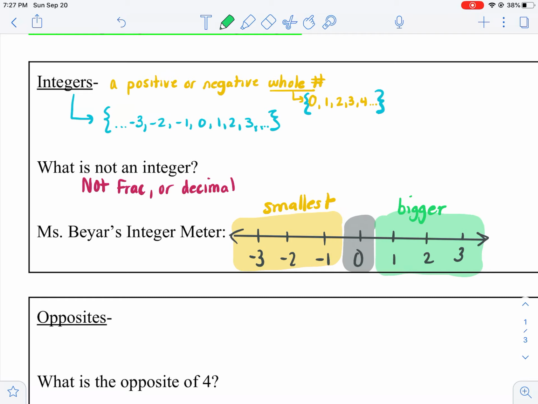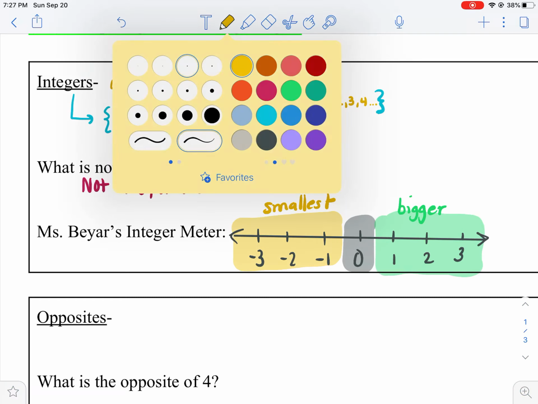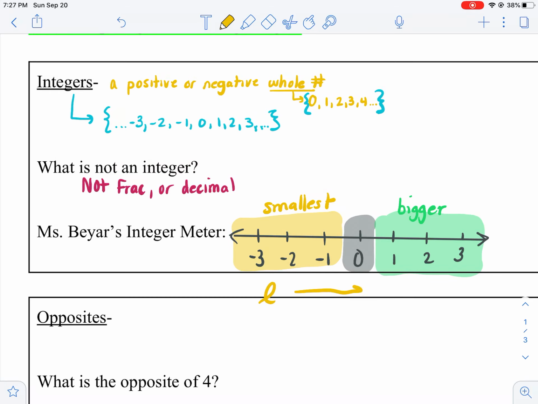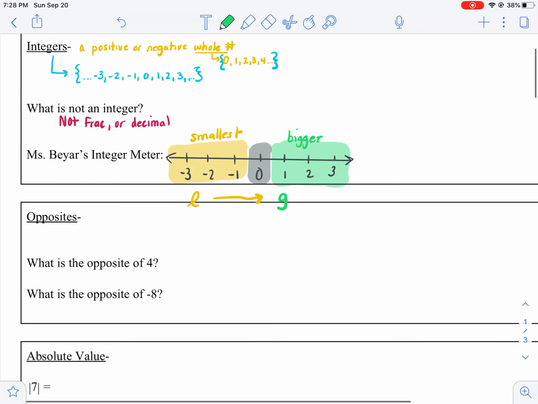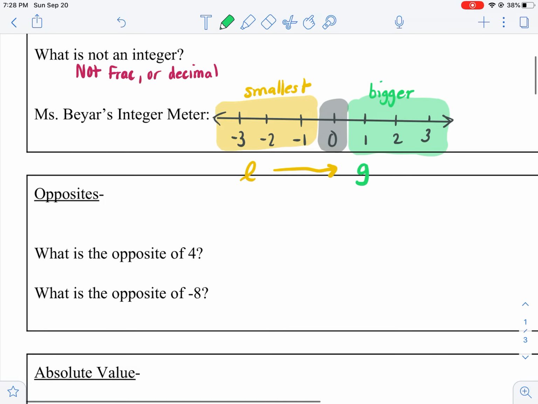So when we are grouping our numbers, or ordering them from least to greatest, we're going to think of this. Because if we're ordering from least to greatest, we want our negatives to come first. And we want our bigger negative to come first. So -3 is smaller than -1. We're going to think about this when we get to comparing.